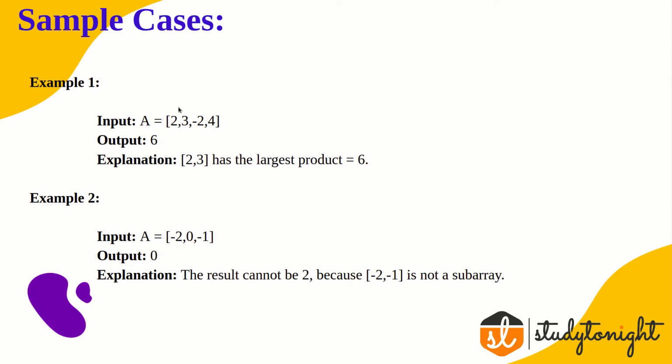We can keep track of the maximum product we have received so far. So the product would have been 4 in that case, right? 4 would have been the maximum. Then we can start with the subarrays of size 2. We'll check all the subarrays of size 2: 2, 3; 3, -2; -2, 4, and we'll get the product as 6. So 6 is greater than 4, so we'll update our answer to 6.